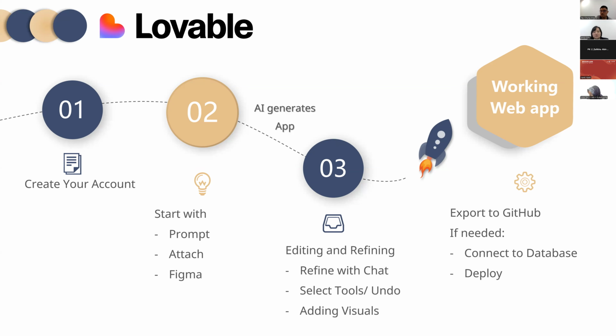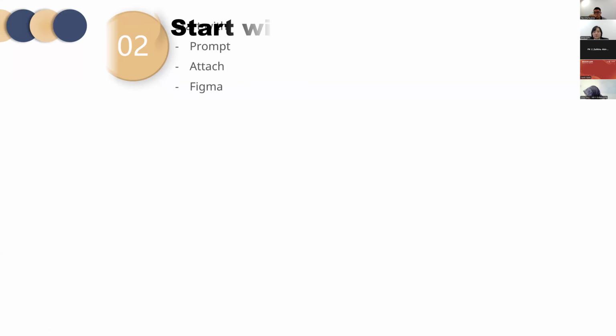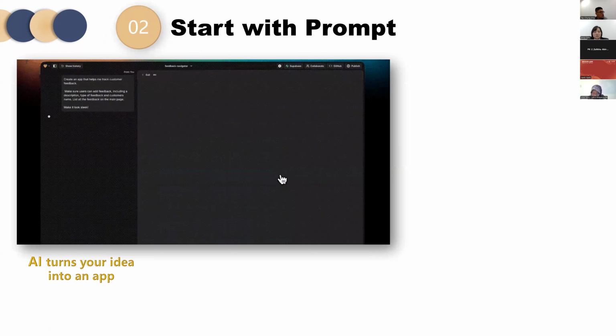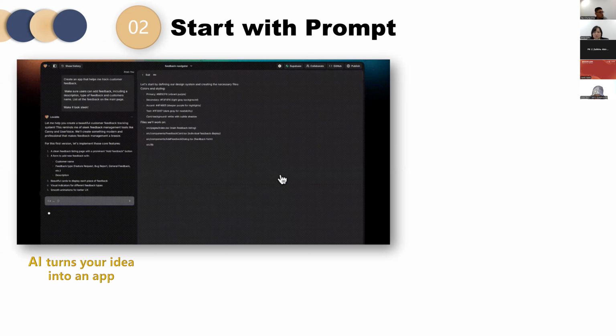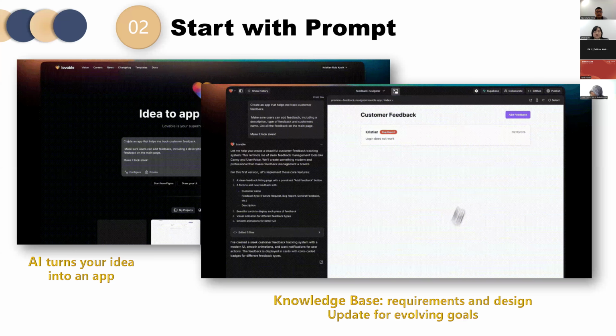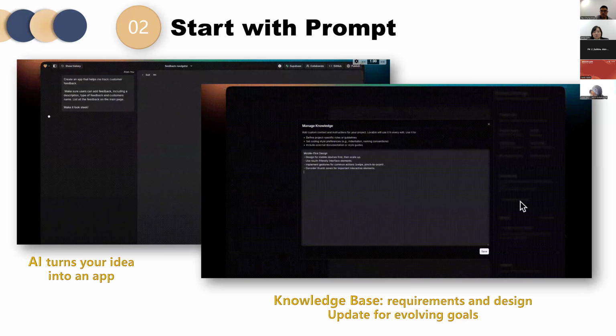Now they also provide the integration to connect to a database and also deploy to a hosting platform. So I will talk about that later on. Now, first is to start with the prompt. So this is how the prompt looks like. You just type in the idea in the chat, and then they will generate the requirement, and also they will convert the requirement into apps. Now, one thing I really like about these features is this is called knowledge base. Knowledge base is they keep track of your requirement.